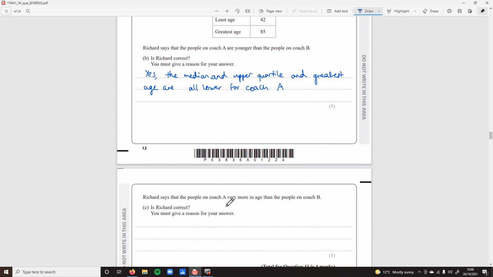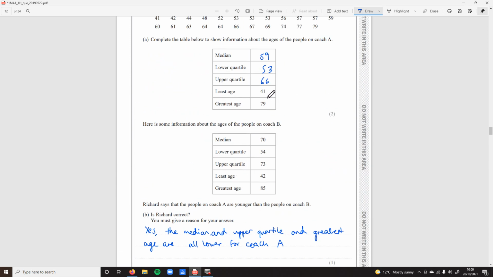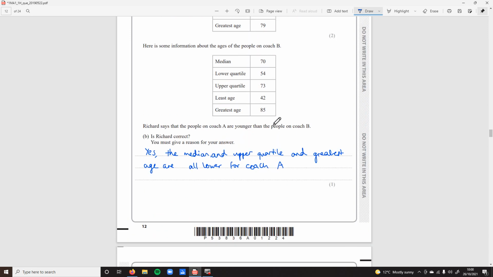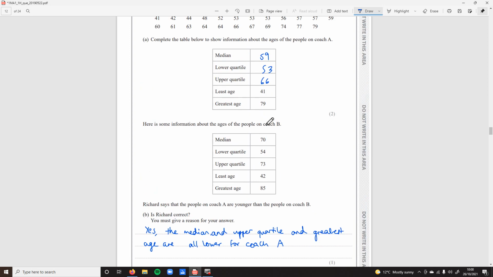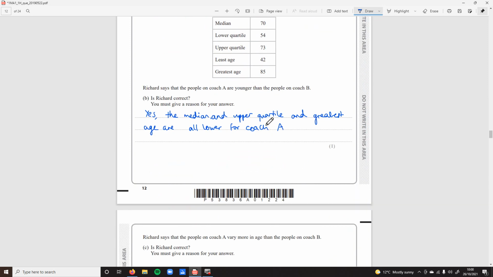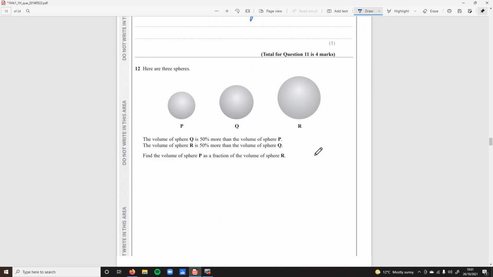But Richard says that the people on coach A vary more in age than the people on coach B. Is Richard correct? No, as the difference is greater on coach B. I think. Okay.